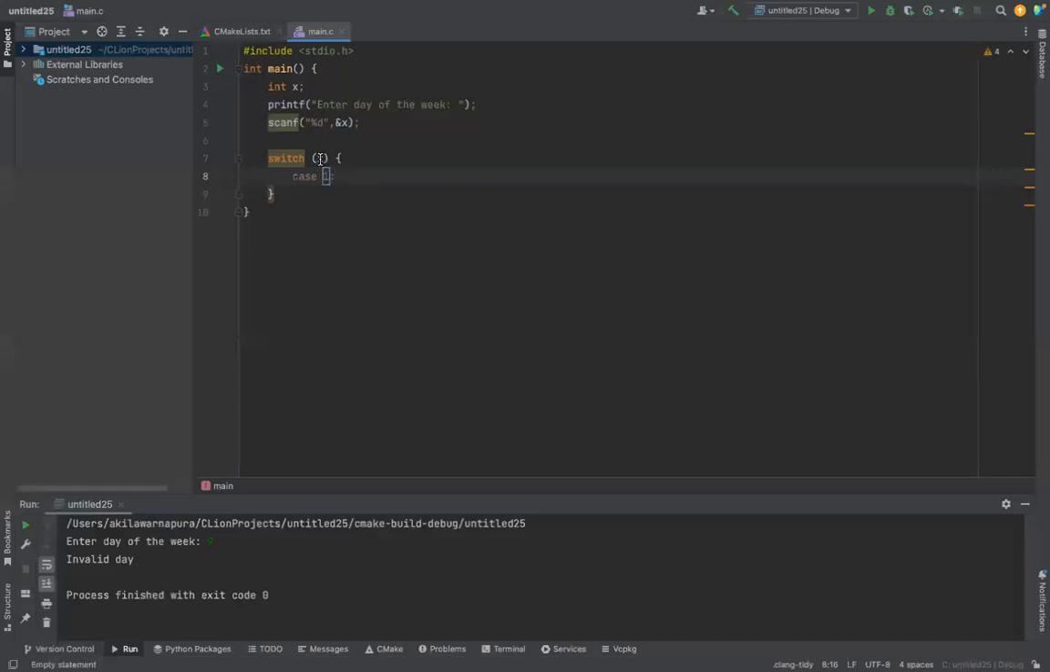Case 1 means x variable equal 1. Do not provide "case equal 1" or "x equal 1". They are incorrect. You have to use case 1. Case 1 meaning is x equal 1. In such a situation you can provide printf Sunday.